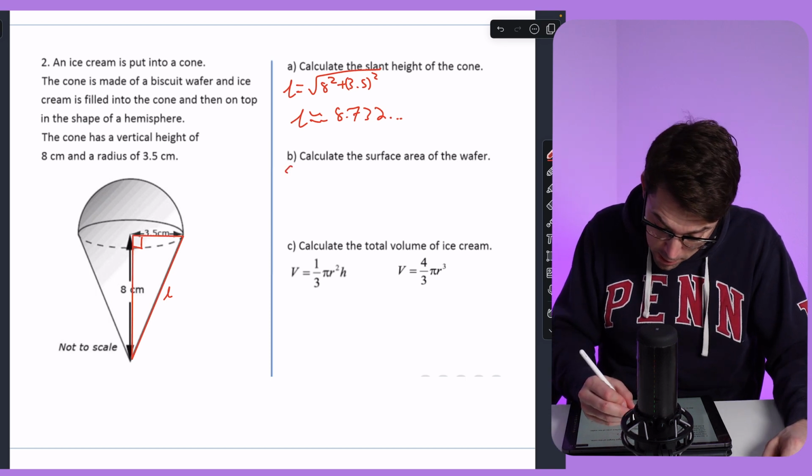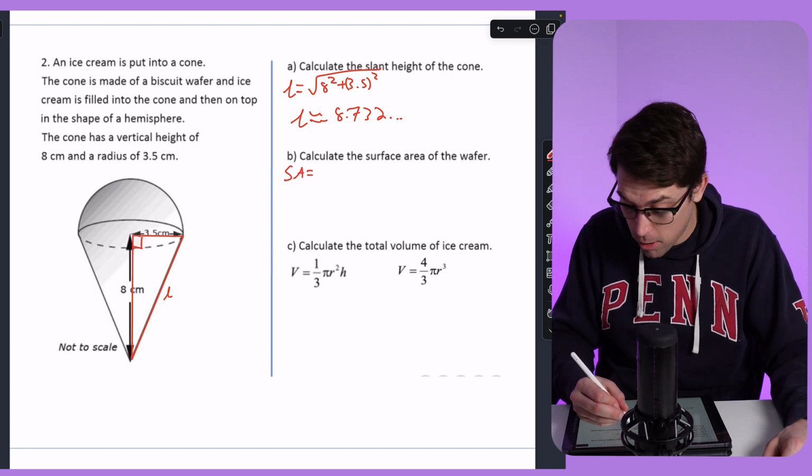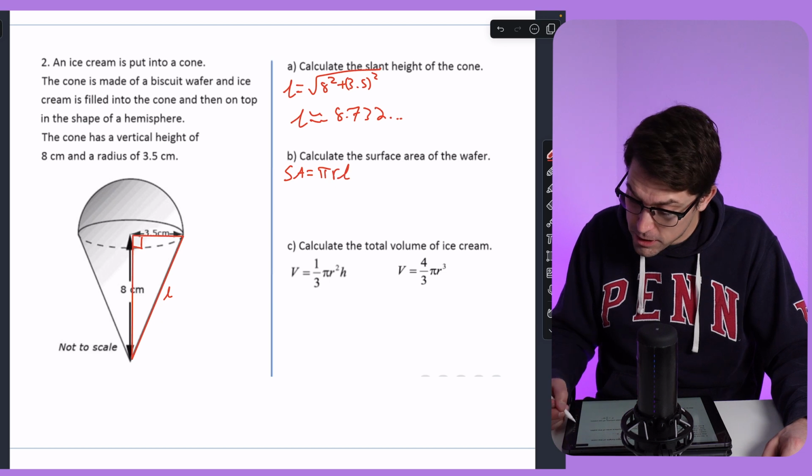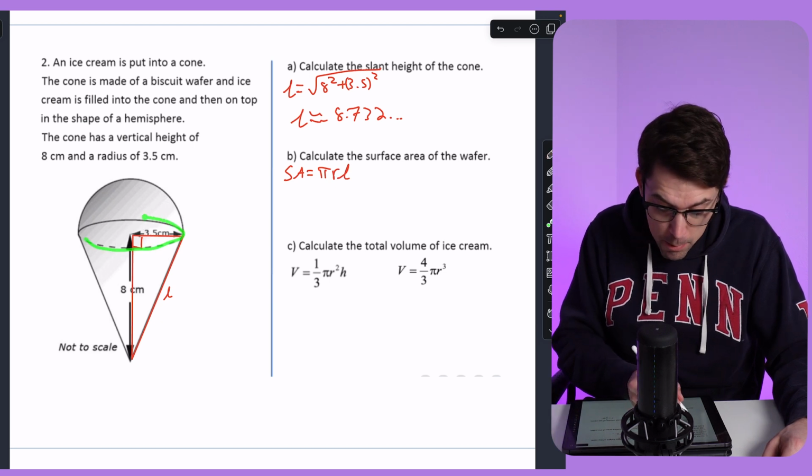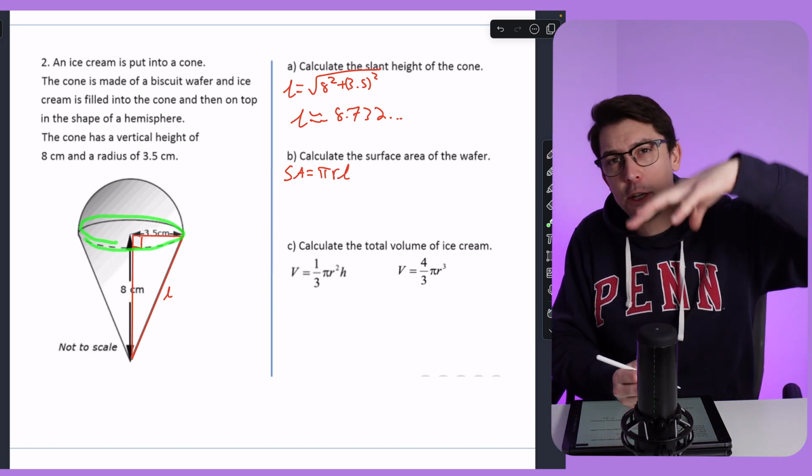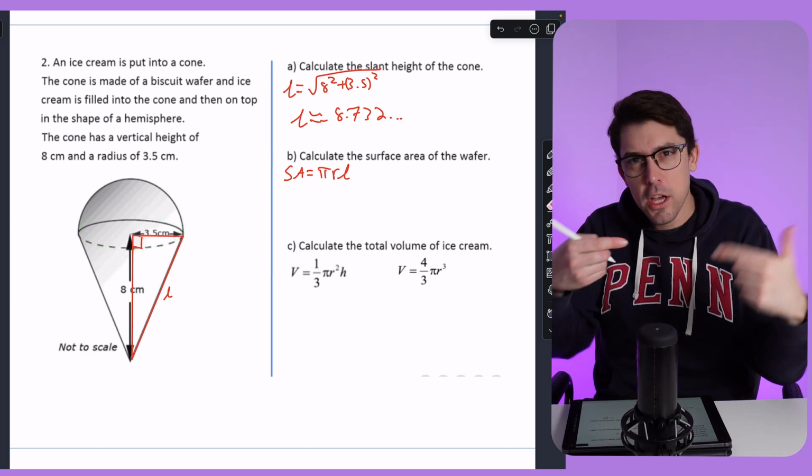So the surface area of this cone is going to be equal to pi r L. Something to notice is that we're not taking the bottom or the base into account, because we've got an ice cream on top of that. We can't actually touch that.